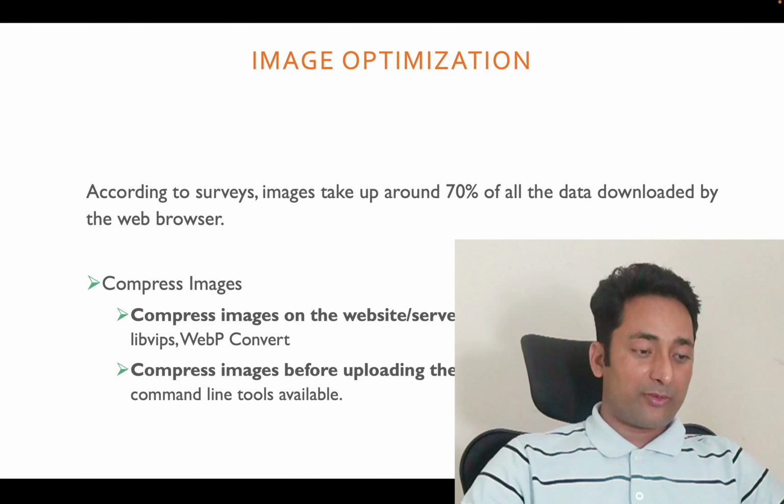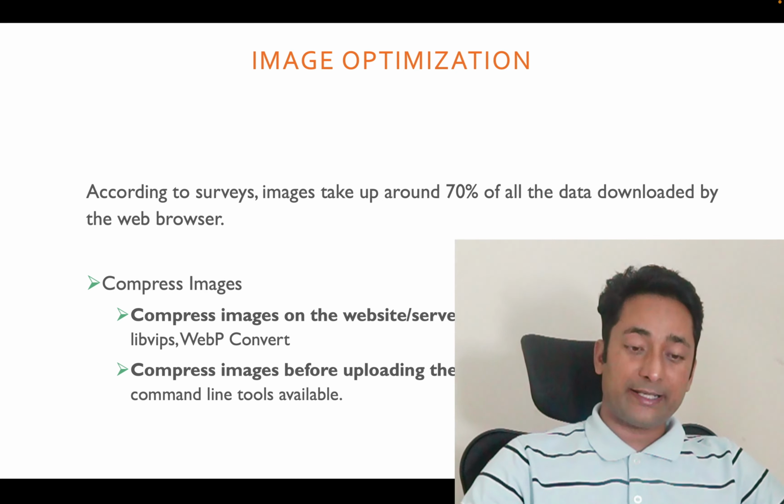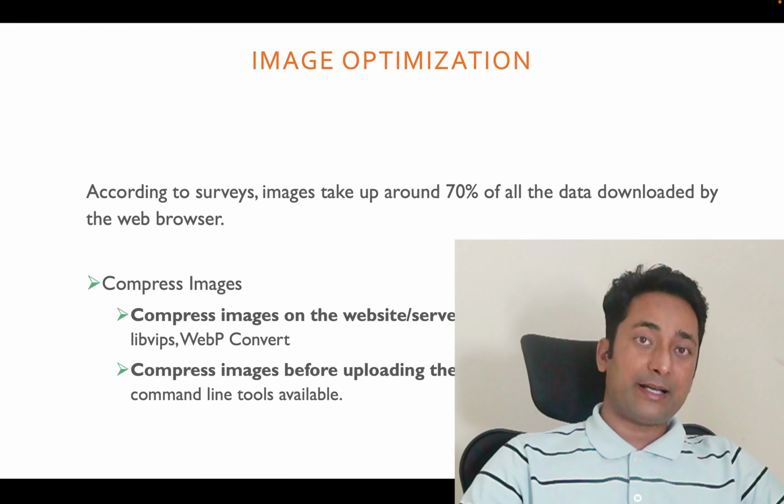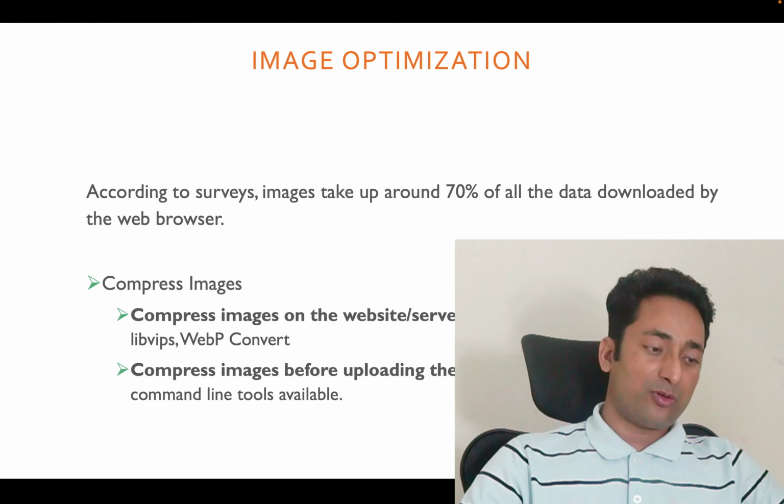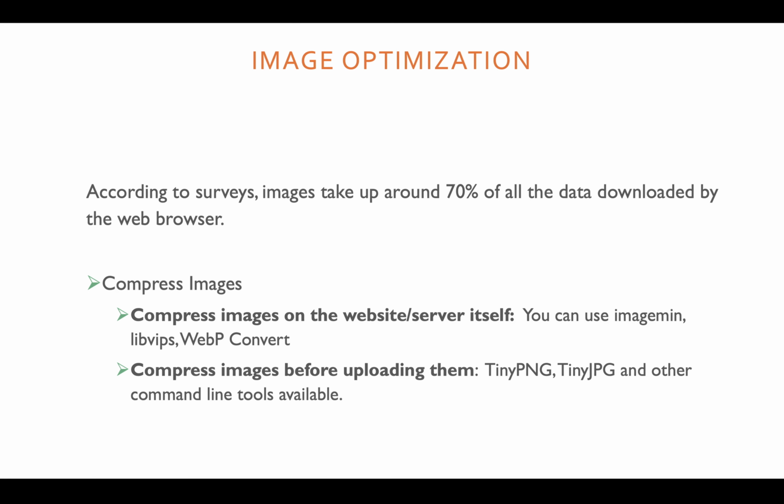According to many surveys, images take up around 70% of all data downloaded by web browsers. So you can see how important it is to optimize the images of your website. It is extremely important to optimize images using various ways to achieve better performance. One way you can optimize your image is by compressing it.